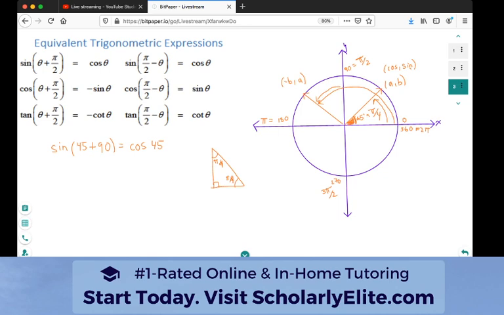And I know that my hypotenuse is root 2, and this is 1 and this is 1. So what is the cos of 45? Well, the cos of 45 degrees is the adjacent over the hypotenuse. So that's going to be 1 over root 2, which we're going to rationalize to be root 2 over 2.